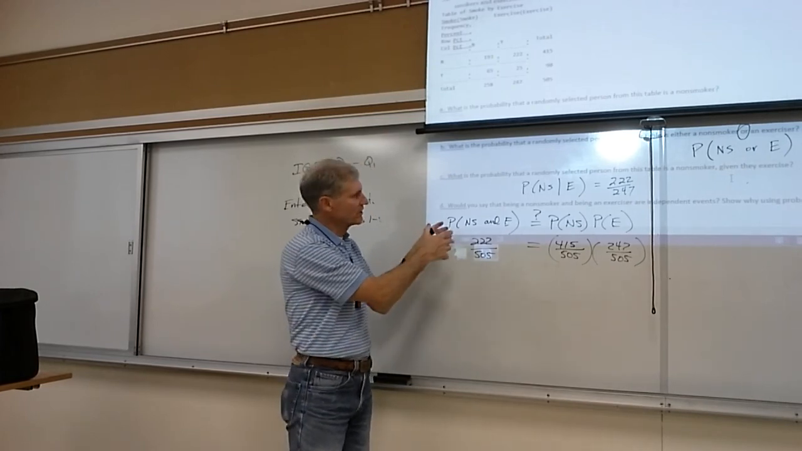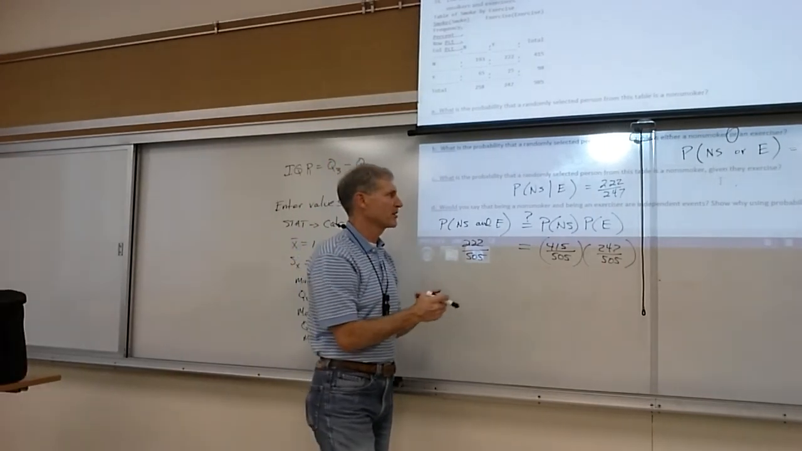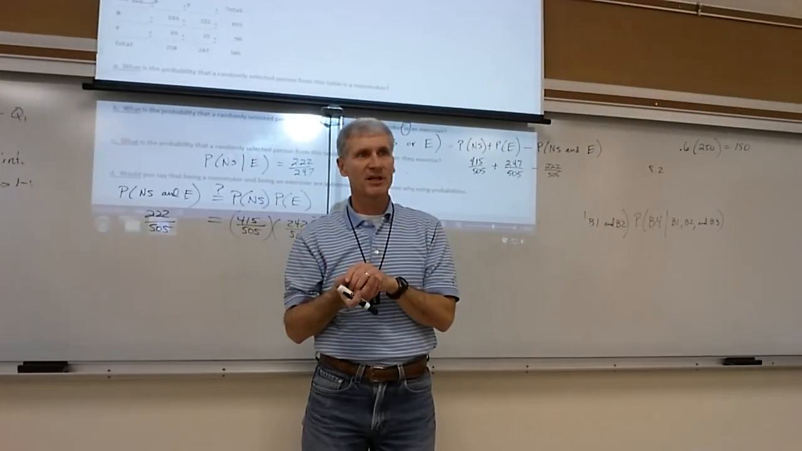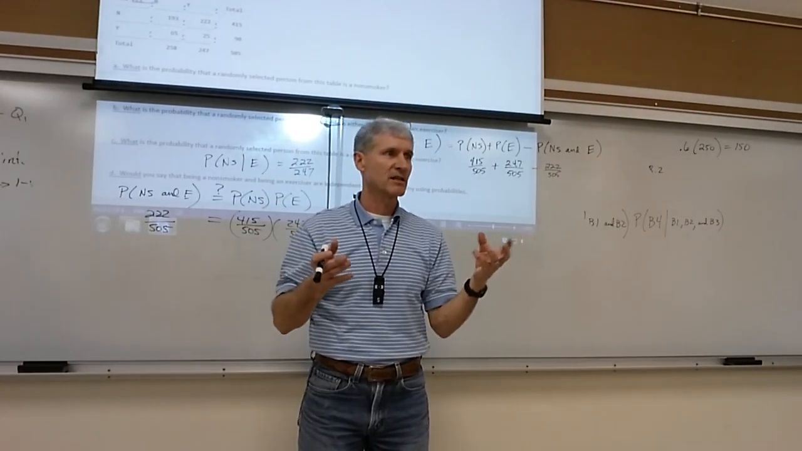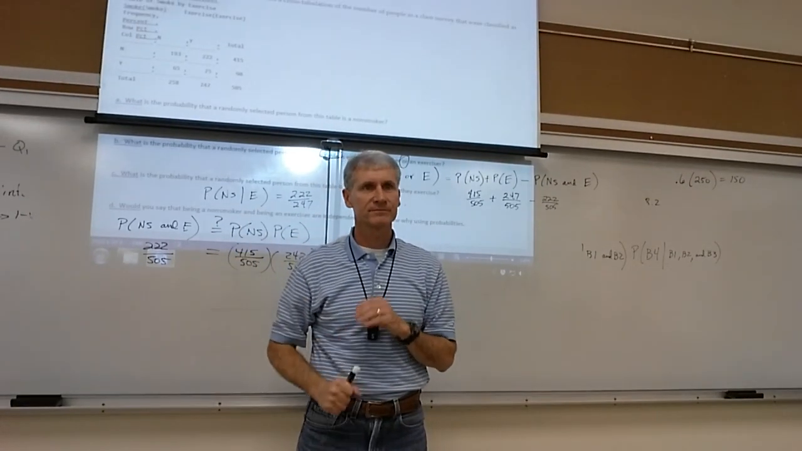You could also check for independence by doing conditional probabilities. Is the probability of being a non-smoker given they exercise equal to the probability of being a non-smoker given they don't exercise? If they're independent, those should be the same numbers. But they won't be here.